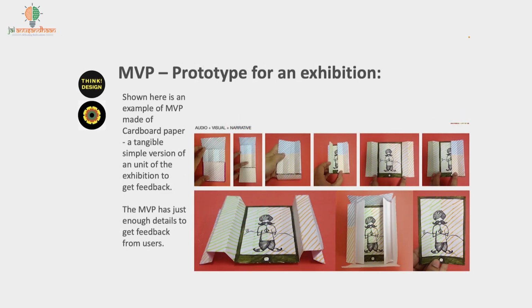Here is another prototype for an interactive exhibition. This is the minimum viable product made out of cardboard paper. It is a simple version based on covered, that means multiple stories are hidden behind these doors. And the student needed to get feedback from users, whether the users were children, whether it is a good idea or not. She got feedback, but finally she went with something else than this. But it was a good feedback you got.